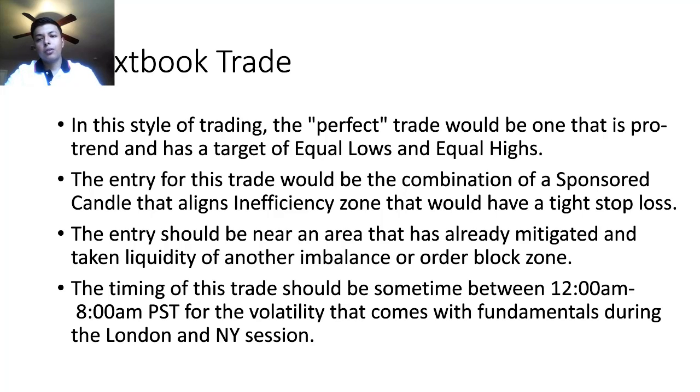And this wasn't meant to be a pretty slide, but it's basically me talking about all the jargon. So for me, a textbook trade in this style of trading is one that is pro-trend, so it follows a trend, and it has a target of equal lows and equal highs for liquidity gain. So the entry for this trade will be the combination of a sponsored candle that aligns in an inefficiency zone that would have a tight stop loss.